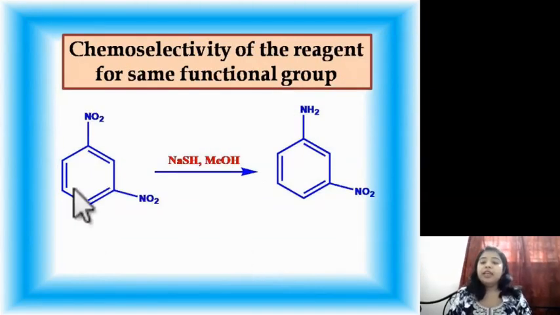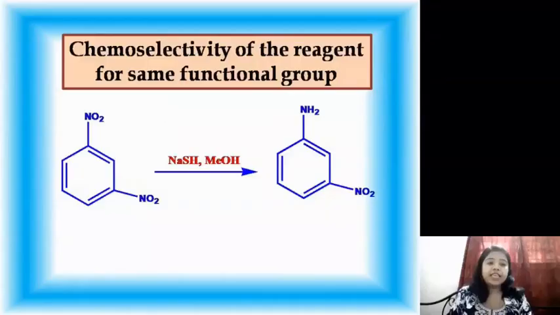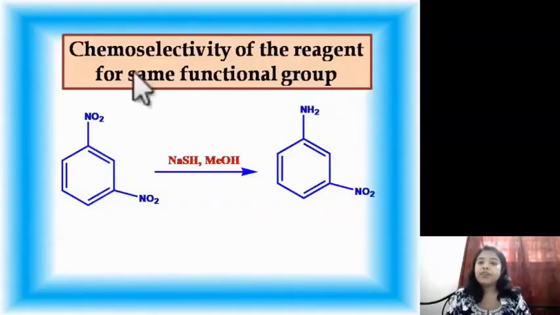Now, when we discussed chemoselectivity, we discussed that there will be two functional groups and out of these, one functional group will be chosen by the reagent. But this is not always the case. As you can see in this example, chemoselectivity of the reagent for the same functional group is being observed. In the presence of NaSH-MeOH, there are two nitro groups and out of these two nitro groups, one is being reduced but the other remains intact. So chemoselectivity can also be observed in the presence of the same functional group.